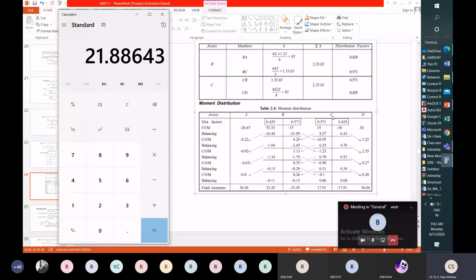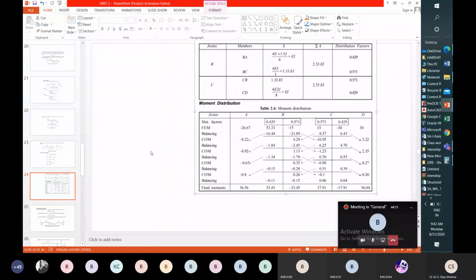At support C, we have written fixed end moments. We are calculating fixed end moments for MFCB and MFCD. We got MFCB is equal to plus 15, MFCD is equal to minus 30.